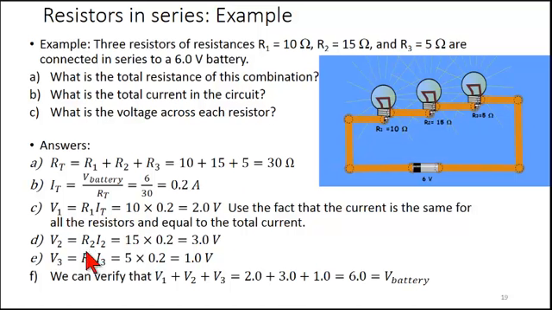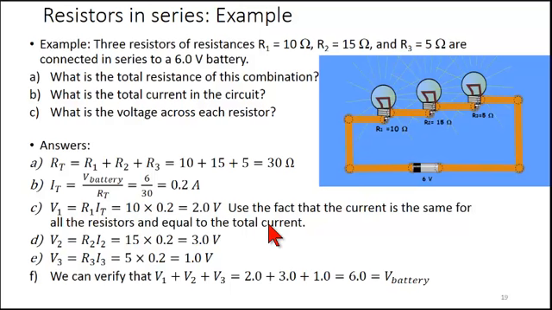They're all the same. So the voltage across resistor 2 then will be 15 times 0.2, which makes it 3 volts. And for number 3, it's 5 times 0.2, which makes it 1 volt. And you should verify that 2 plus 3 plus 1 adds up to 6 volts as it should, which is the voltage of the battery.